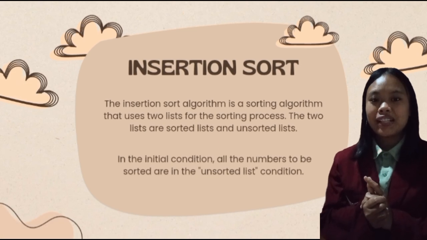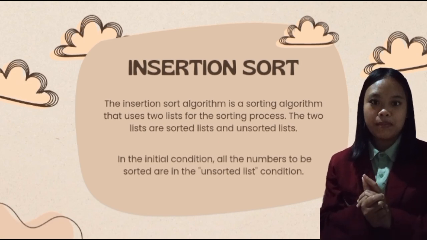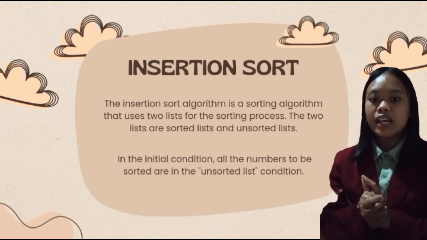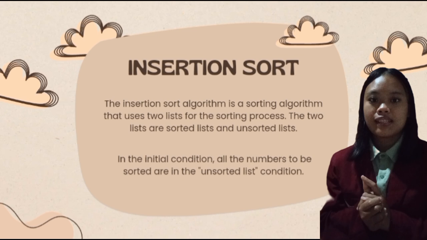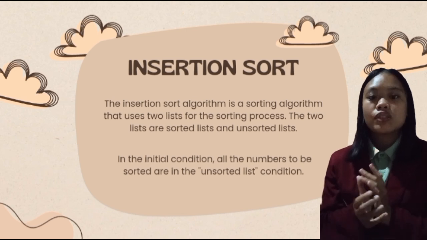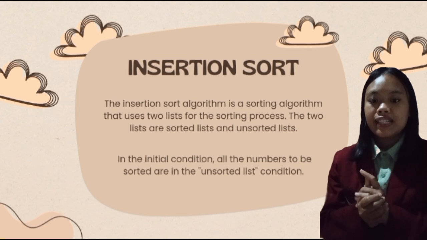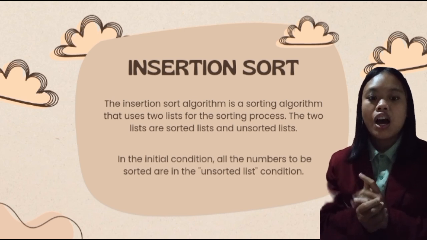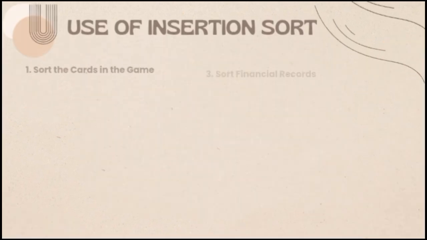Okay, the first material is insertion sort. The insertion sort algorithm is a sorting algorithm that uses two lists for the sorting process. The two lists are the sort list and the unsort list. In the initial conditions, all the numbers to be sorted are in the unsort list.